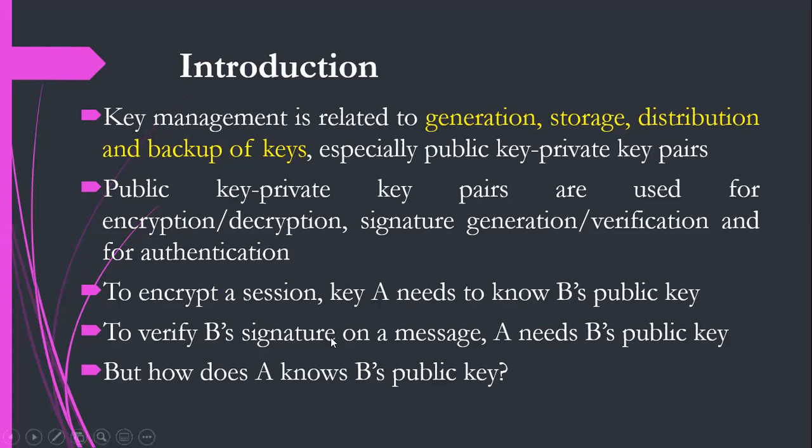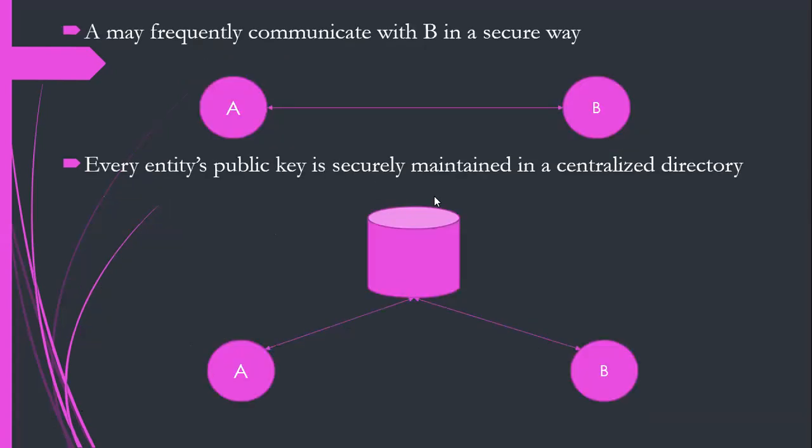And even to verify B's signature on a message, A needs B's public key. But we have stopped here. How does A know B's public key? That is the question again, right? That is what we have stopped at. So let us move on to the next slide and see the cases here.